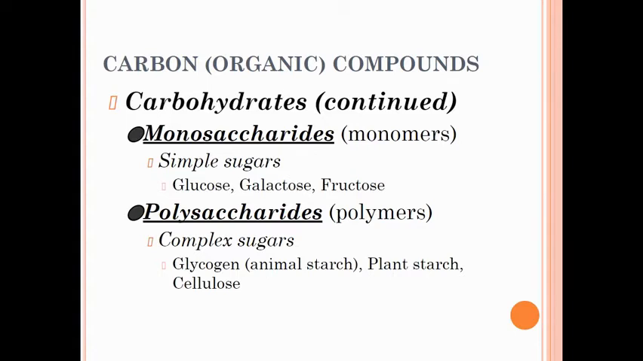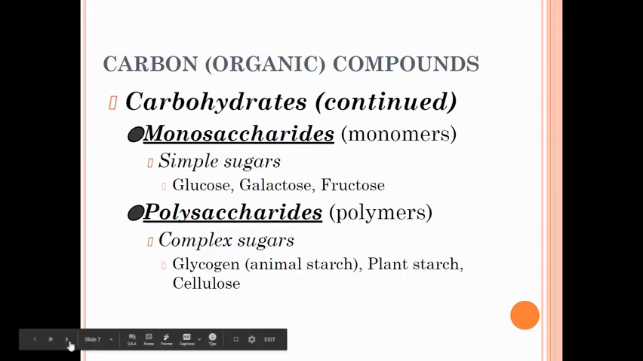Glycogen is this complex sugar found in animals like us. Plant starch is found in plants. Cellulose is another one, and that is also usually found in plants.